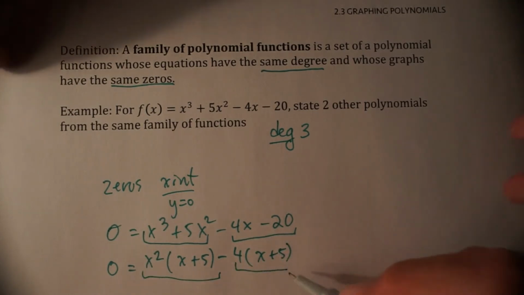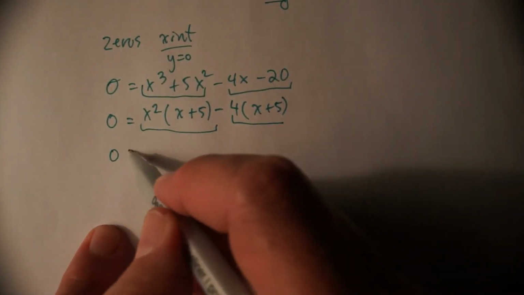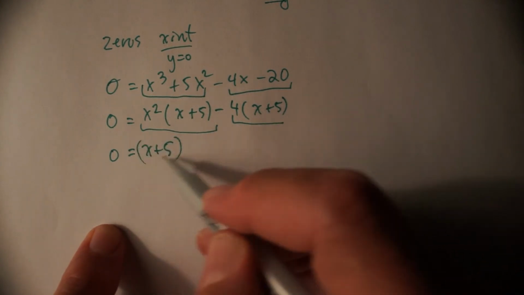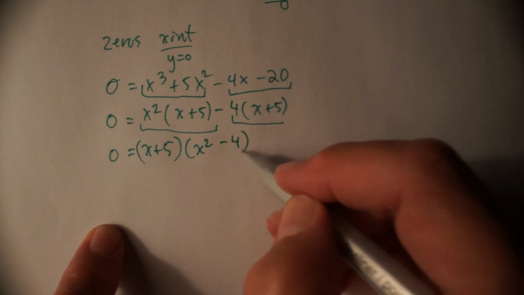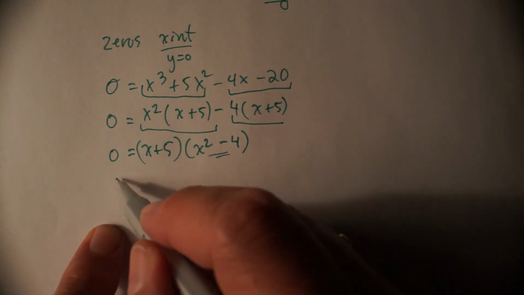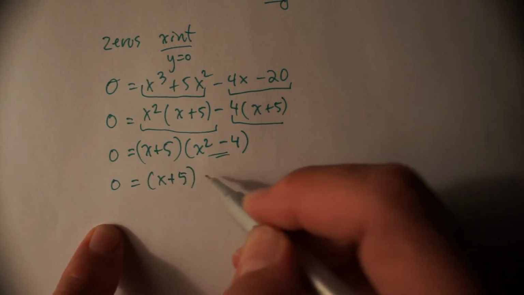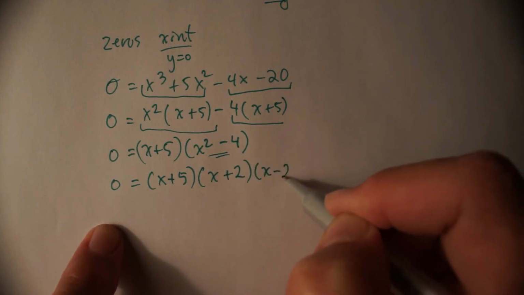So in my 2 terms, let me just move the paper up a little bit, still equal to 0, I can take out an x plus 5 from both, leaving me with x squared minus 4. Oh my goodness, now that one will factor again using the conjugates. Yay, difference of perfect squares. Here we go: x plus 2 and x minus 2.